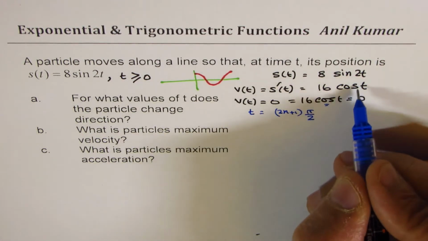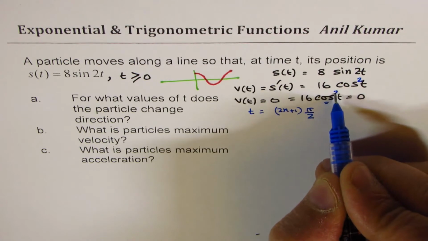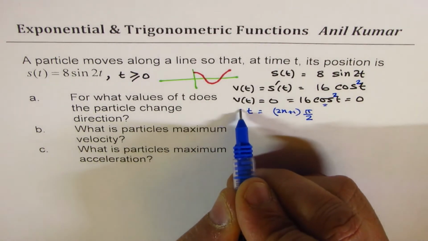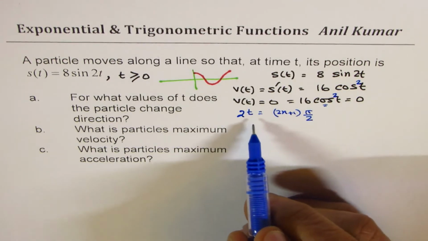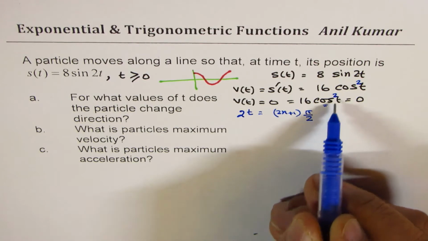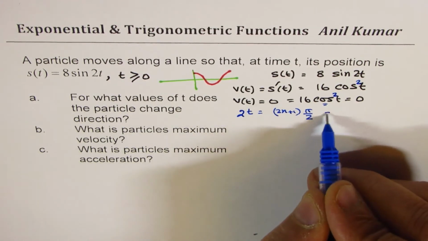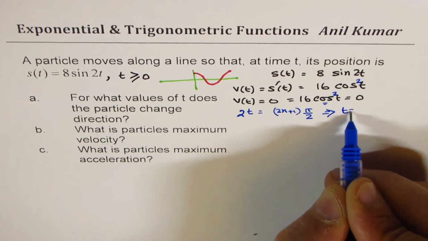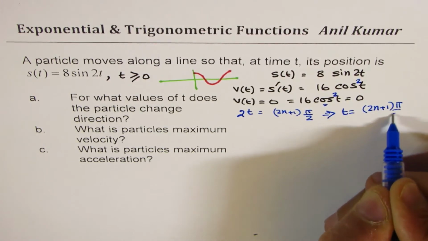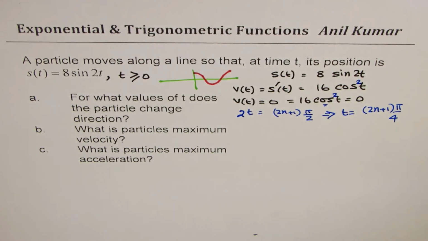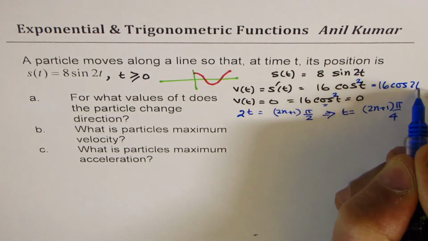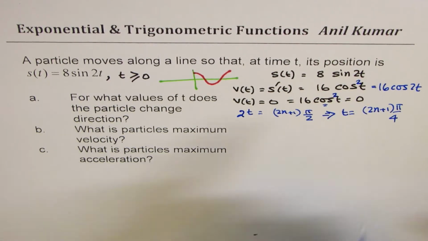Oh, it was 2t. Let me write 2t, sorry. So 2t is equal to this, right? So 2t has to be this, and therefore this implies that t should be equal to (2n plus 1) times pi by 4, right? So that was a mistake. Okay, let me rewrite: 16 cos 2t, right? So those are the points.